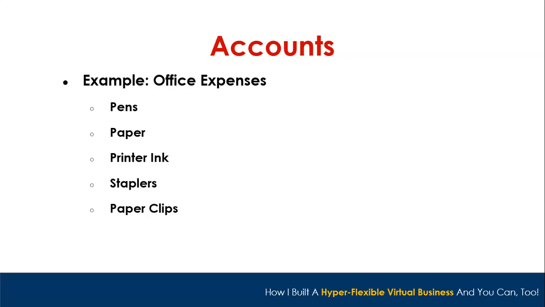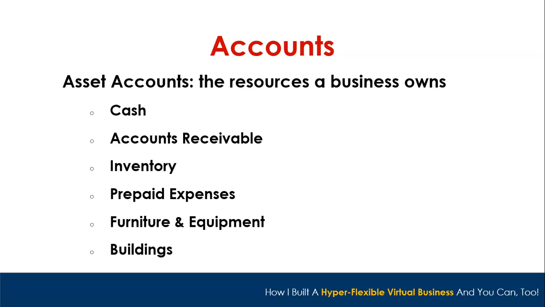Now, we have 5 big account types that I want to cover today. And the first of those account types are asset accounts. Assets are the resources a business owns. Some example accounts of the asset type are cash, accounts receivable, which is money owed to the business for work they've performed for clients, and those clients or customers haven't paid them yet. Inventory, which is clearly a resource that we own.